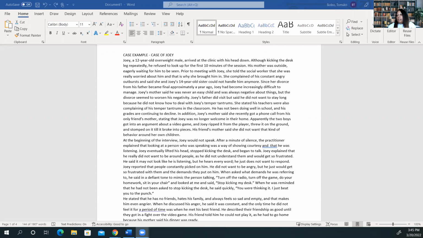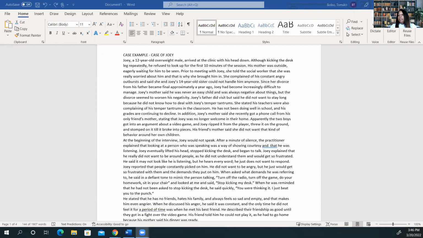Okay, so Joey is a 12-year-old, overweight male, and he was sent to the clinic with his head down, kicking the desk with his leg repeatedly, refusing to look up for the first 10 minutes of the session. His mother was outside waiting eagerly for him to be seen. Prior to the meeting with Joey, she told the social worker that she was really worried about him, and that's why she brought him in.